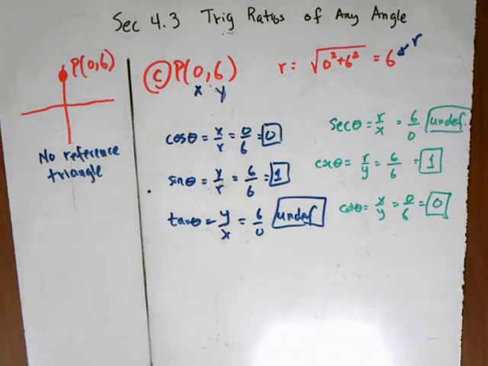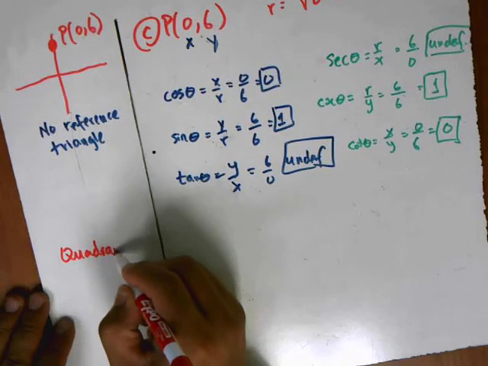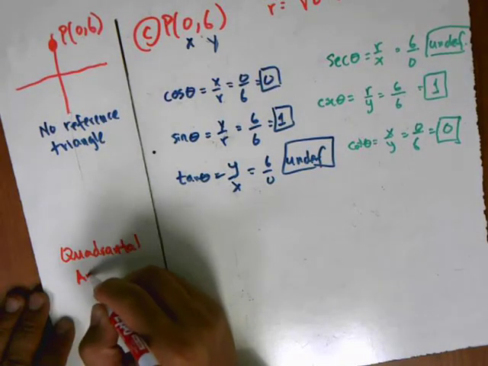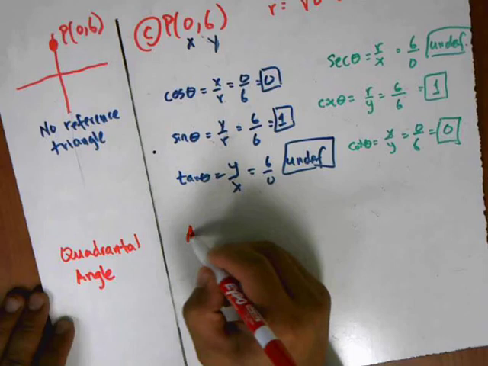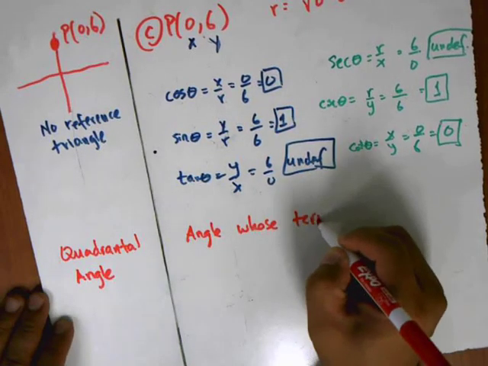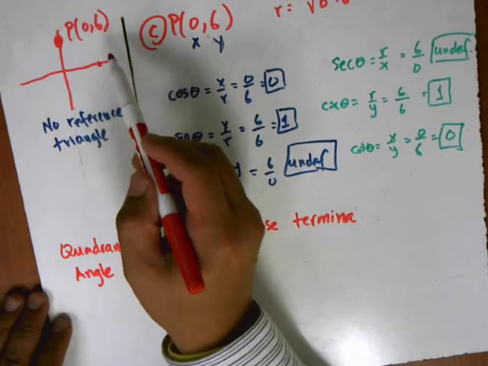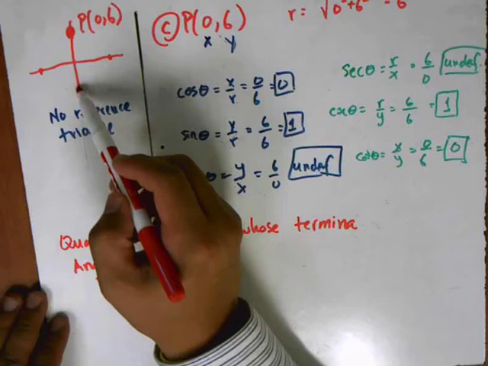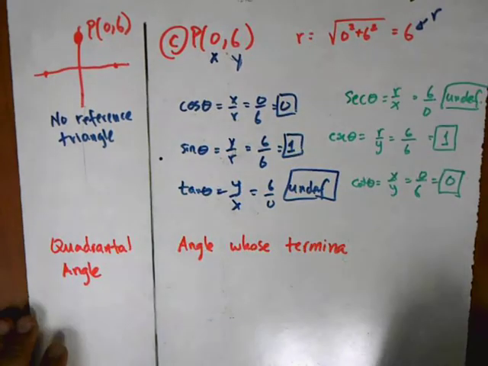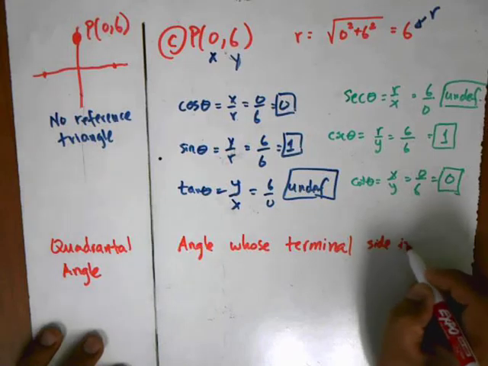Okay? And this is a special case of what's called a quadrantal angle. Define this here. This is called a quadrantal angle. And this is an angle whose terminal side is on one of the axes. So it's either at this point here, some point on the x-axis, some point on the other side of the x-axis, or some point on the negative side of the y-axis. So, an angle whose terminal side is on the axis.